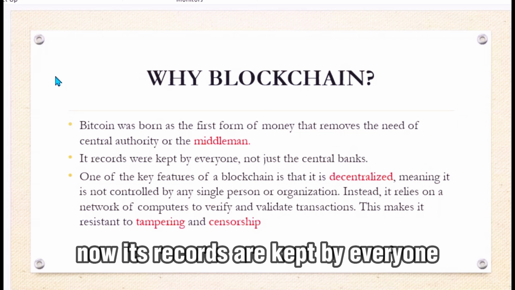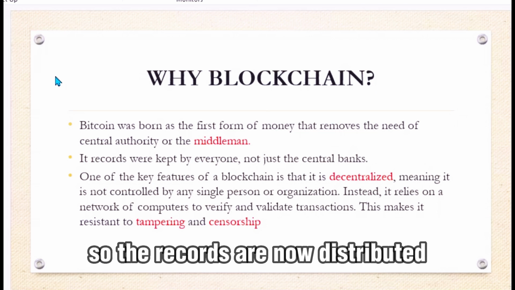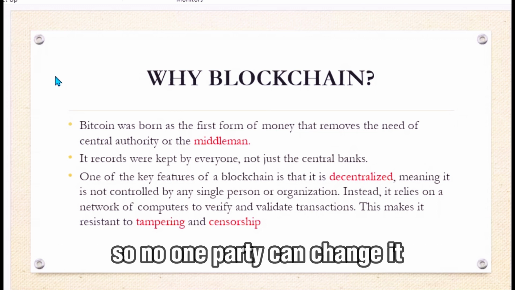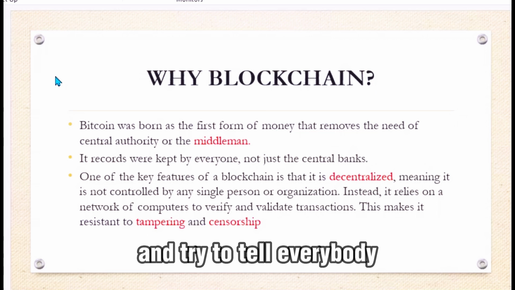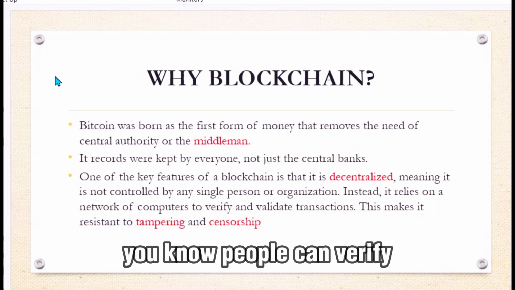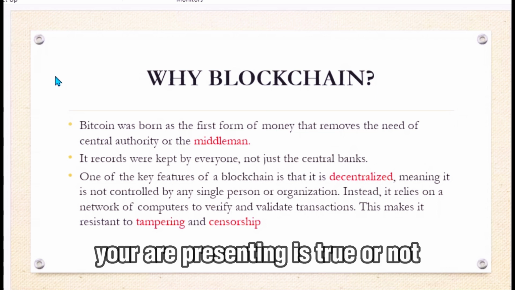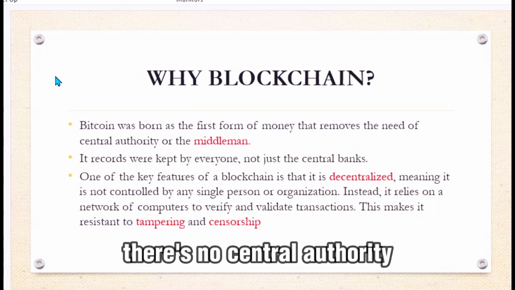Now, its records are kept by everyone. So the records are now distributed. Everyone has a copy of the record. So no one party can change it and try to tell everybody that this is the actual record. Everyone in the network can verify whether the record you are presenting is true or not. So there's no central authority.